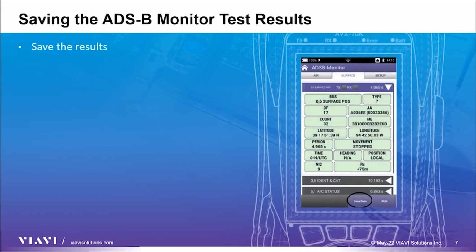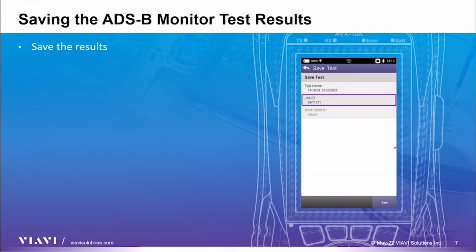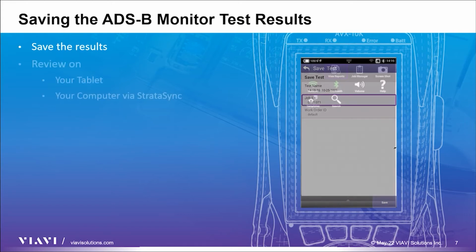Now that the tests are complete, press the Save Data button to save both the airborne and surface data collected. The AVX-10K will automatically name the test report using a date and timestamp. The operator can also enter a unique name of their choosing. Job ID is also a user field to enter data of your choosing and will also show up on the report. Press the Save button to complete the process of saving the data.